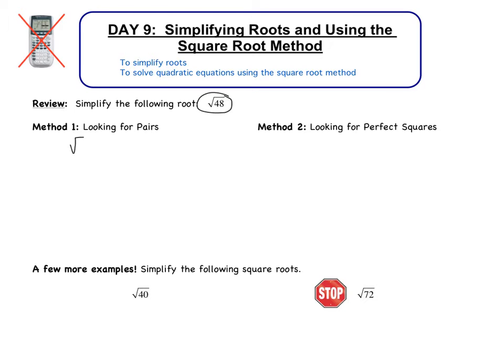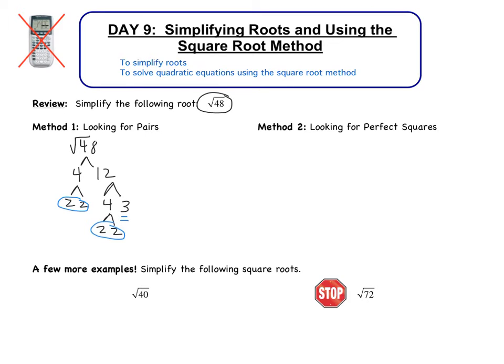So for this method, what you do is you take your square root and then you break it down into factors. So 48 is 4 times 12, and you keep breaking down until you can no longer go further. So 4 will be 2 times 2. I can't break down 2 anymore. 12 will be 4 times 3. This 4 is 2 times 2, and now I can't go any further. Now what I'm looking for is pairs of numbers. So I have a pair of 2's, I have this pair of 2's, and I have that 3 left over.